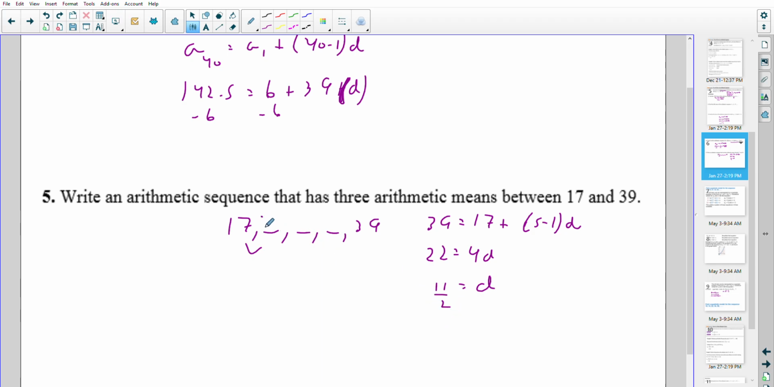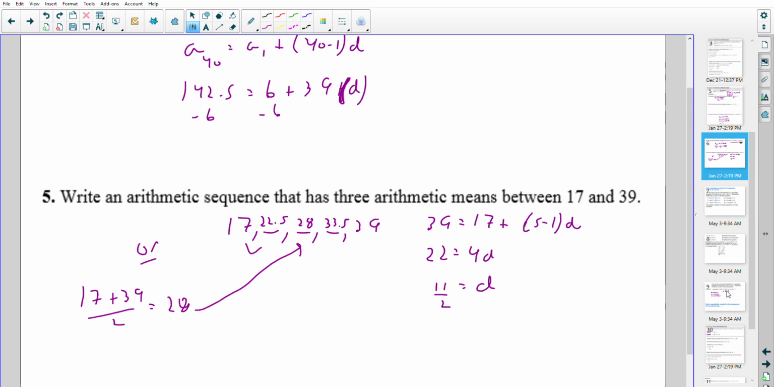So this is 22.5, 28, and 33.5. 5.5 would get you to 39, so you did that right. Now, the other thing that you could do is, this is an OR situation. You could take 17 plus 39 and divide by 2, and that's going to equal 28, which is that middle term right there, and you could do that again. That's if you have an odd number of arithmetic means.